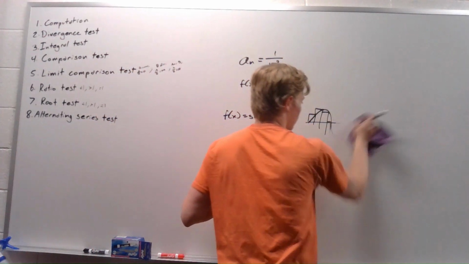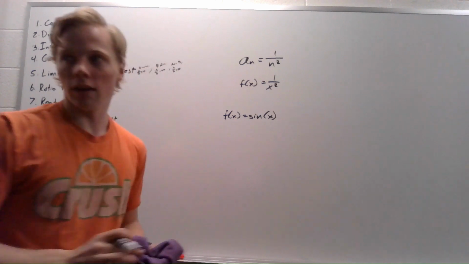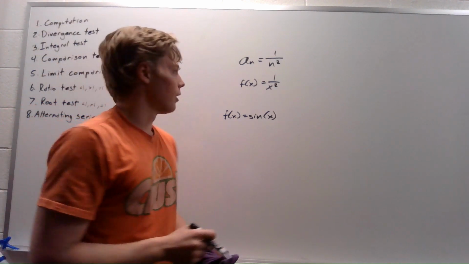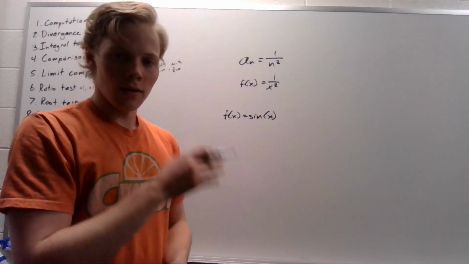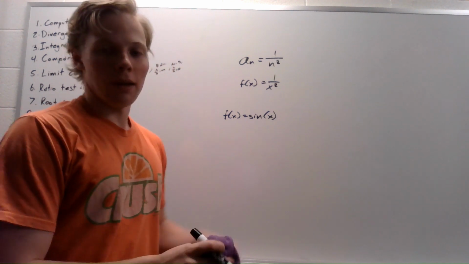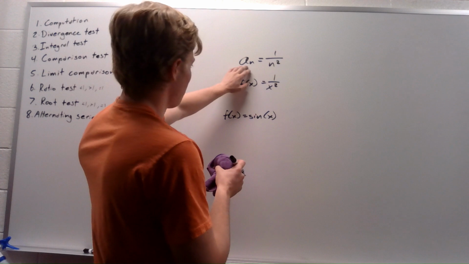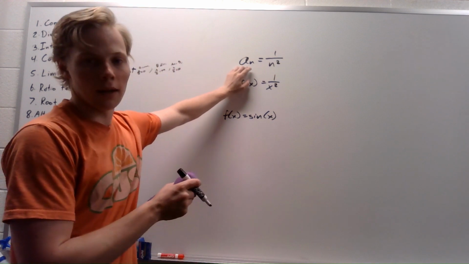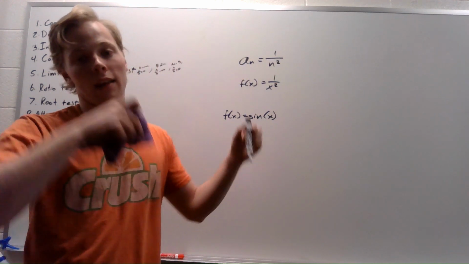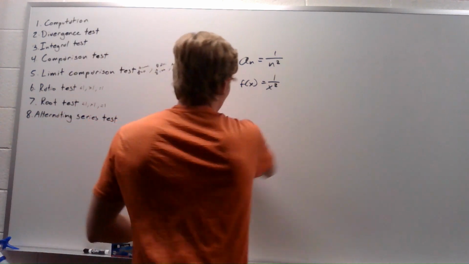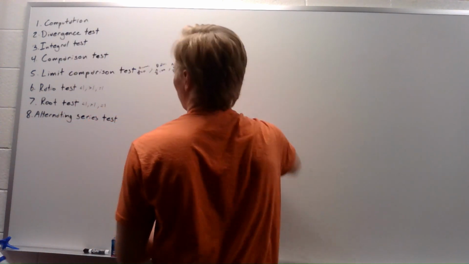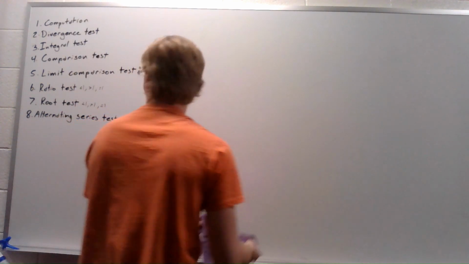And so if f of x is continuously decreasing and it is convergent from some point to infinity, that means the corresponding sum of all a sub n also has to converge, and it has to be smaller. So now we move on to our next test, the comparison test.